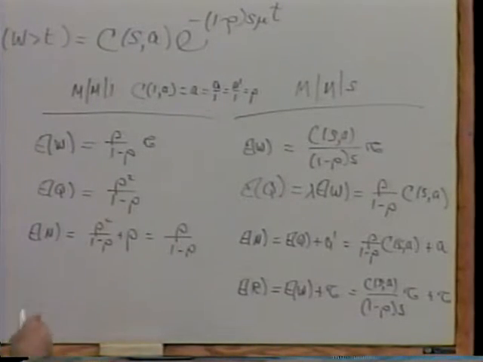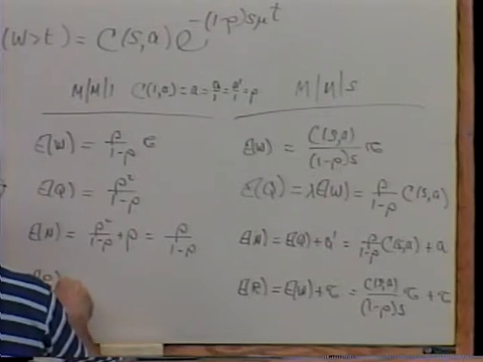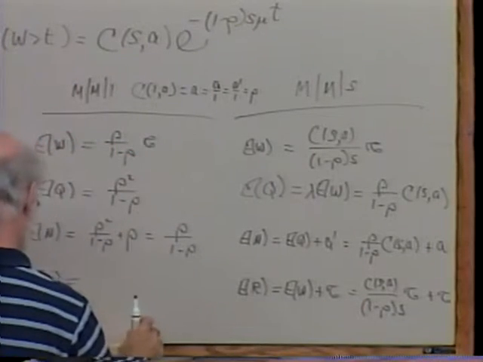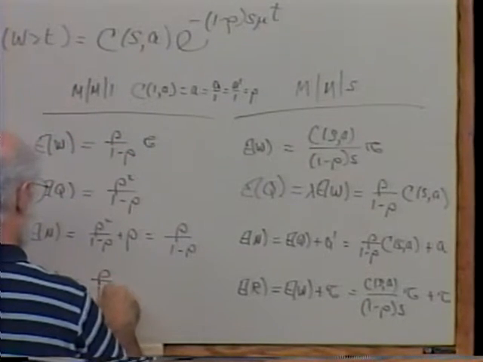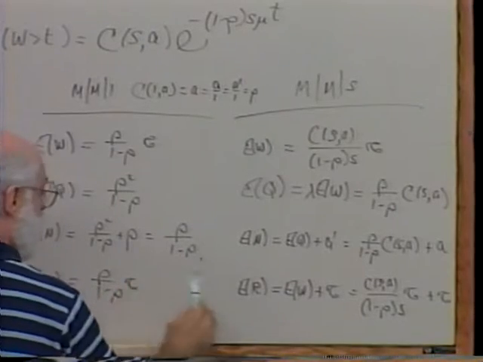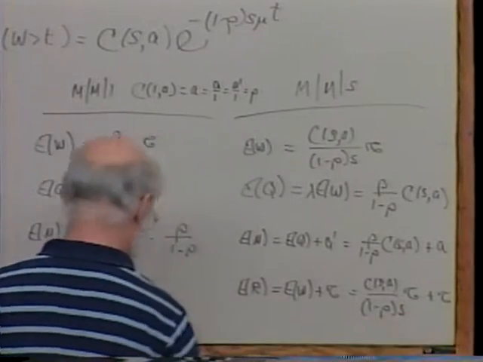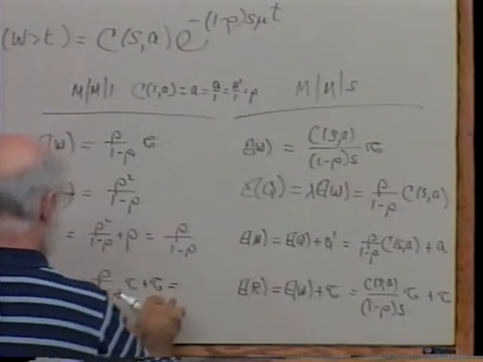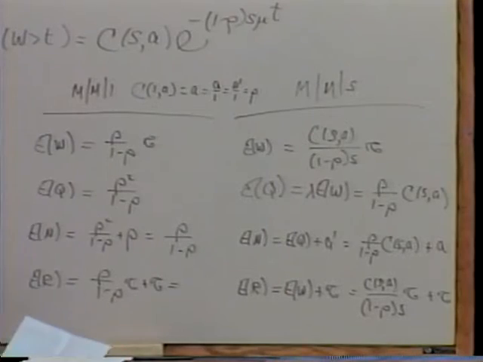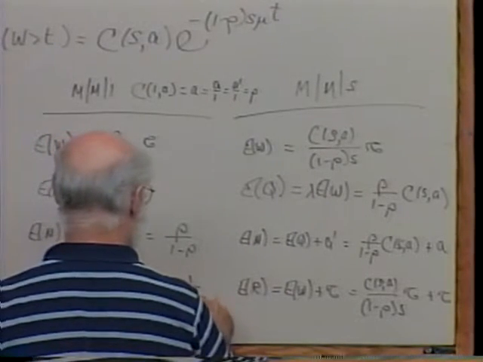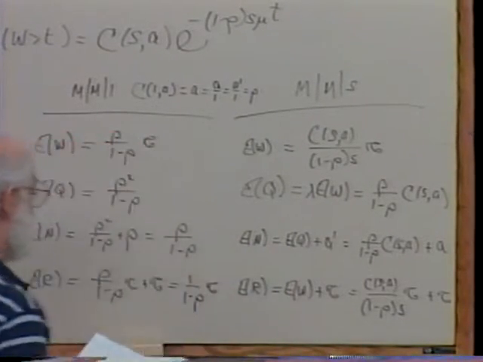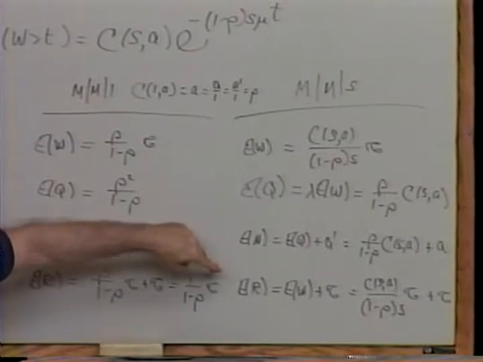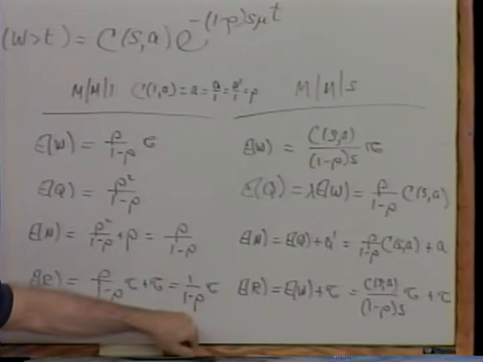And finally, average response time is equal to rho over 1 minus rho times tau, that's that piece, plus tau, and combining these gives you 1 over 1 minus rho times tau. This is a classic formula. It says that the average response time is equal to the average service time divided by 1 minus the utilization of the server.